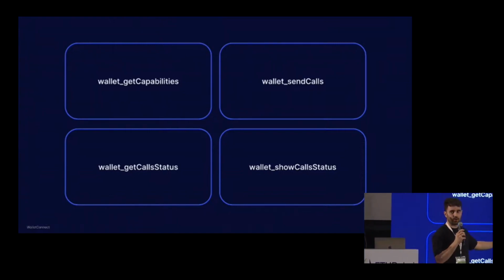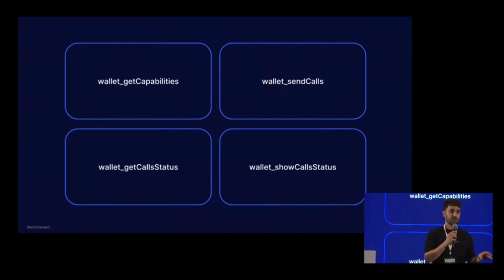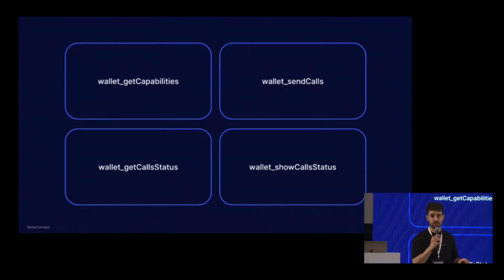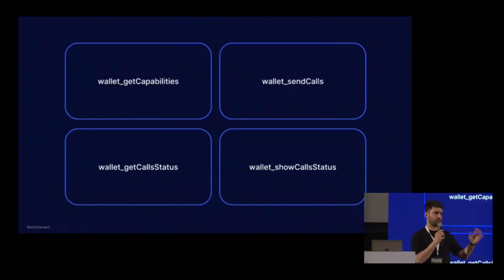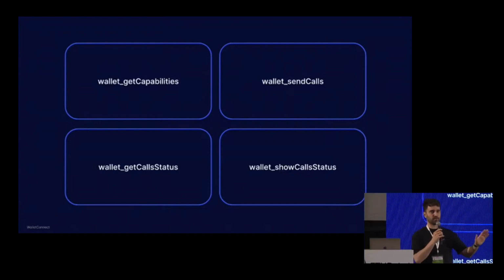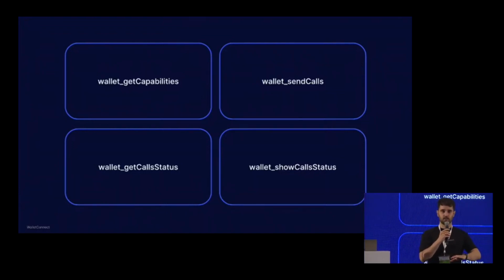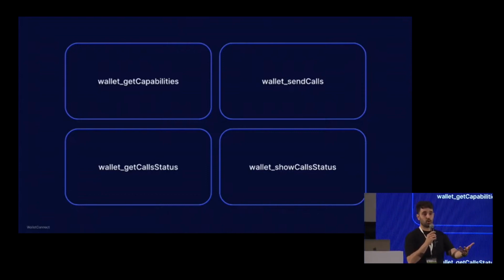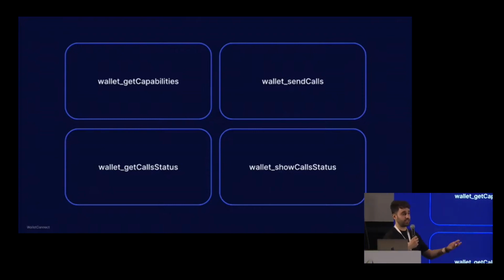The reason it's called send calls is because, as I told you, 4337 now includes the concept of user operations. So instead of calling operations or transactions, we just generalize it and call it calls. This way, we abstract from the dApp a different pattern between smart accounts and external accounts. We just send a call, and then it's up to the wallet to interpret this call, whether it's in a transaction format or in a user operation format. And then because we introduce a new pattern of calls as a generalized concept, we have a call status, a get call status and a show call status.